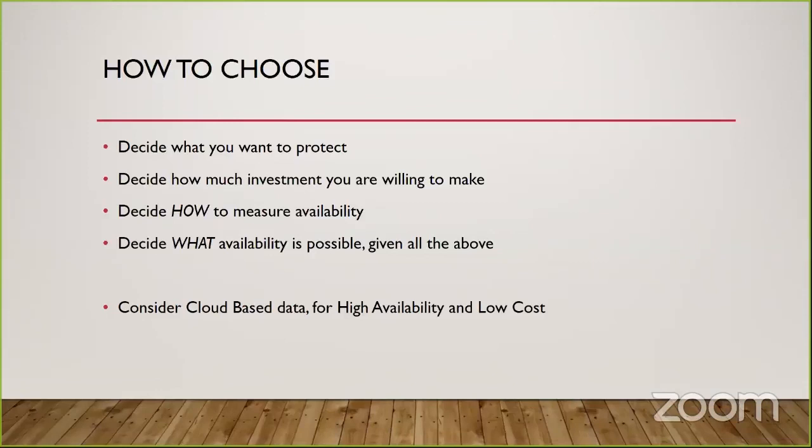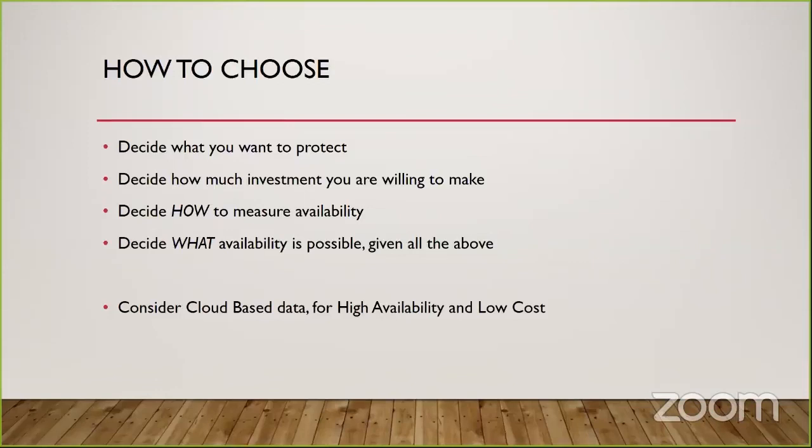Is it worth $1? Well, of course it is. Is it worth $5 million? Oh, I don't know about that. Well, come up with a number. Decide how much money you're willing to spend to protect that data and/or that instance. Then please do yourself a favor and determine how you're going to measure availability. What does it mean? And how are you going to measure it? Once you've got those down, then which of those options is possible becomes easier.